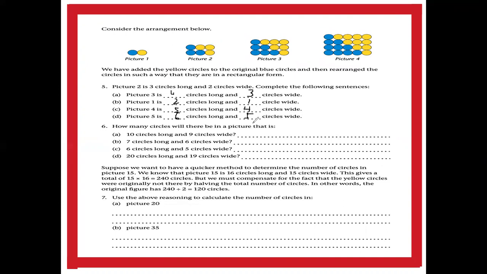How many circles will there be in a picture that is 10 circles long and 9 circles wide? So that is just 10 times 9, so 90. And then 7 long and 6 wide would be 7 times 6, which is 42. 6 long and 5 wide, 30. 20 long and 19 wide, 20 times 19, 380.